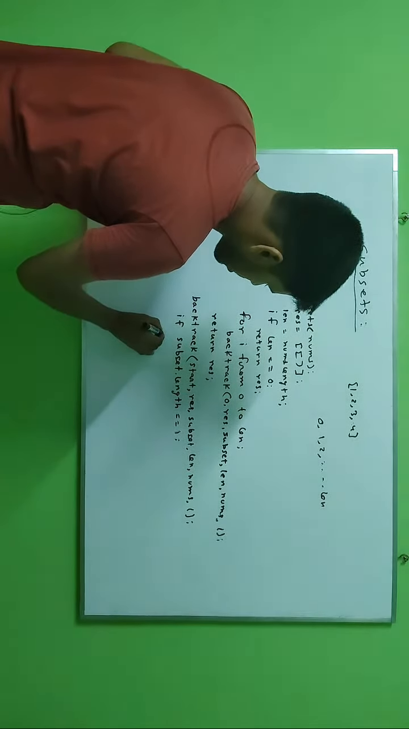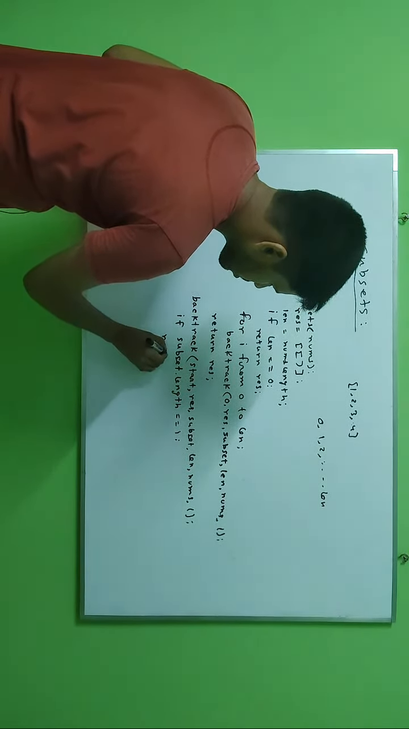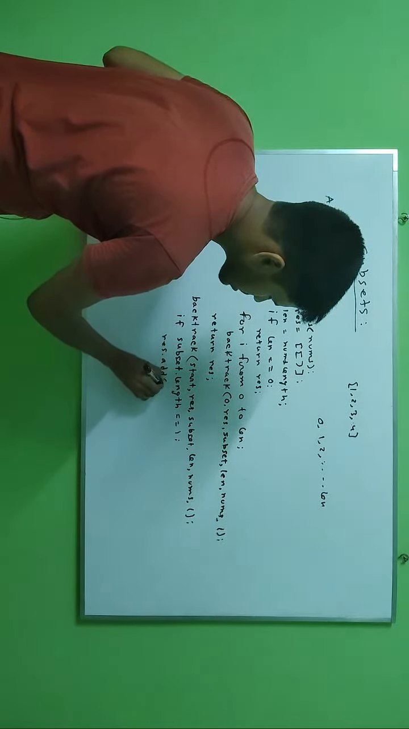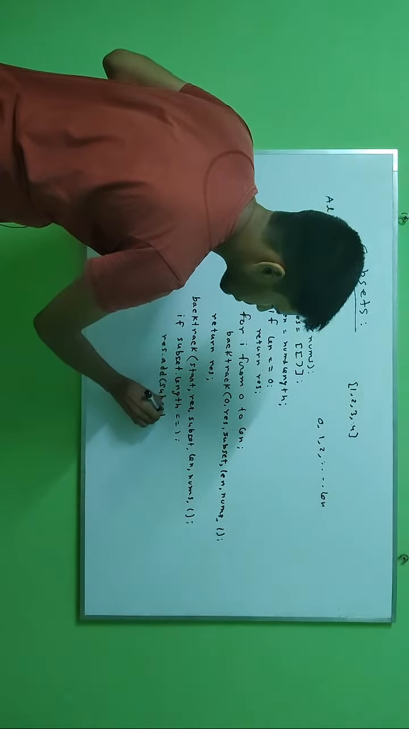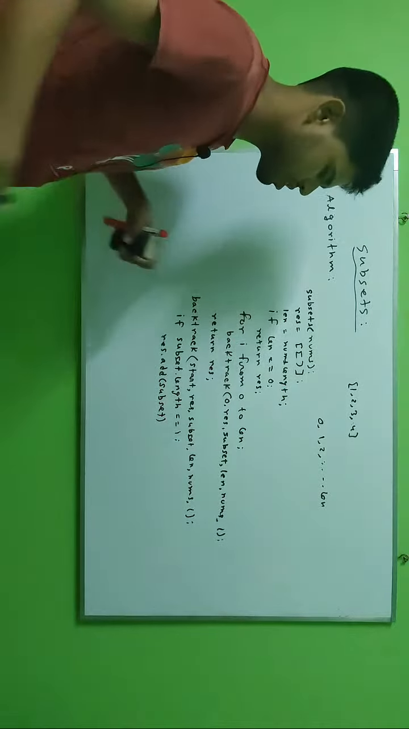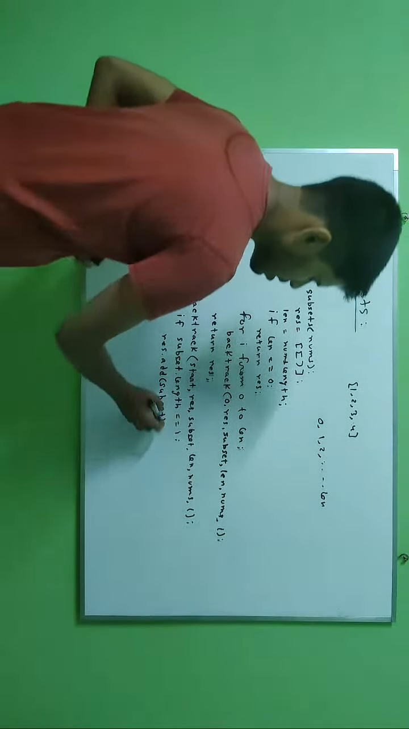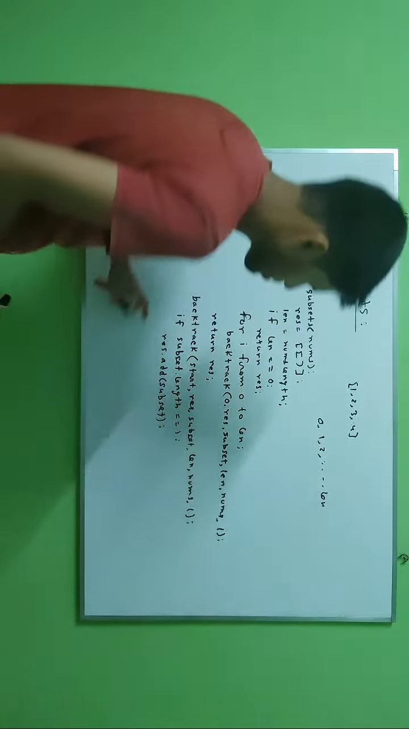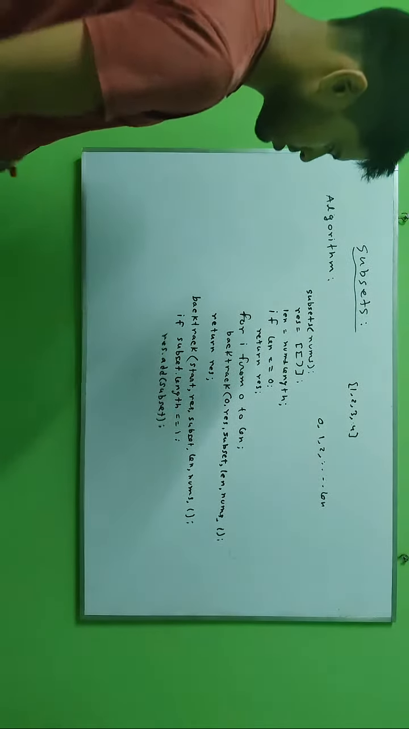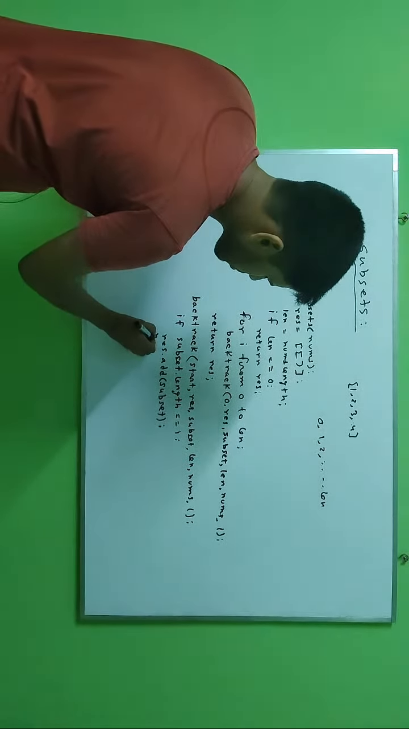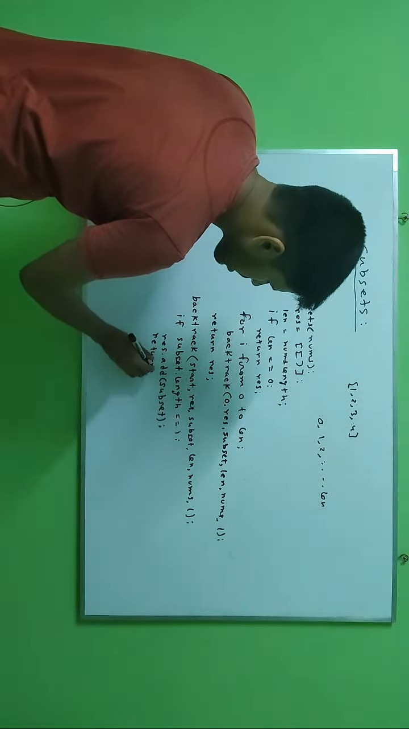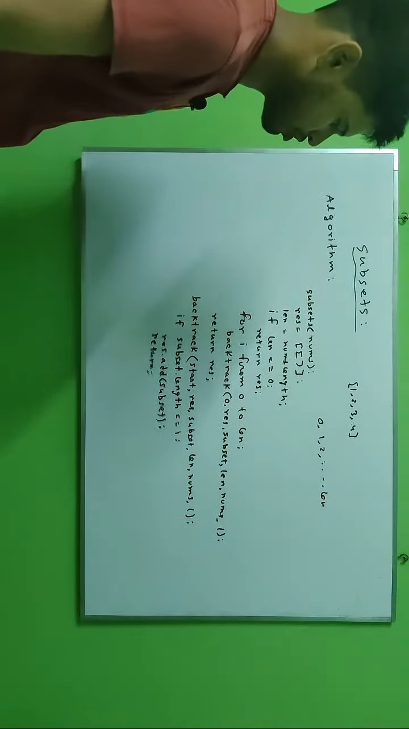Something like this: result dot add the subset. We'll convert the subset to an array list or array, whatever I will show in the pseudocode in the attached code. This is just pseudocode, for the sake of understanding. And here we'll return, and by this return statement, we'll just exit.